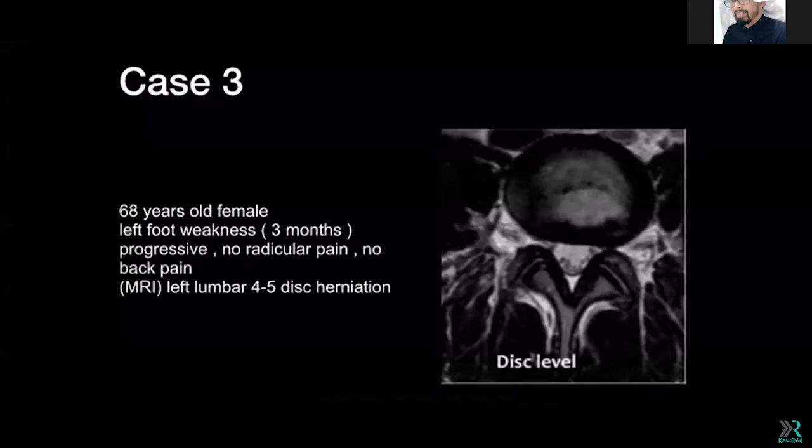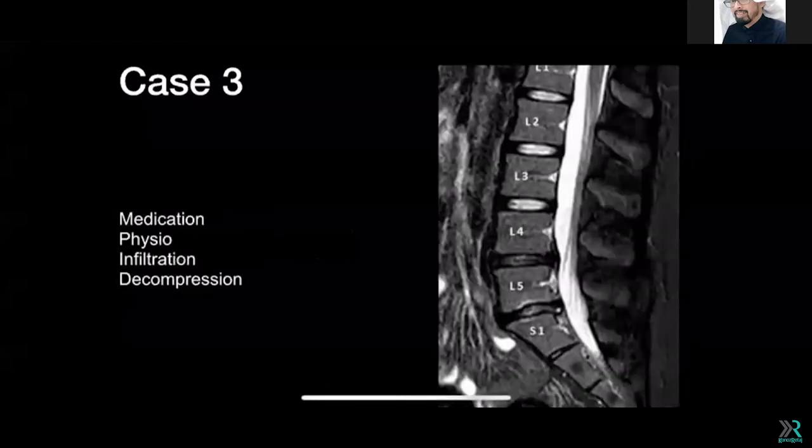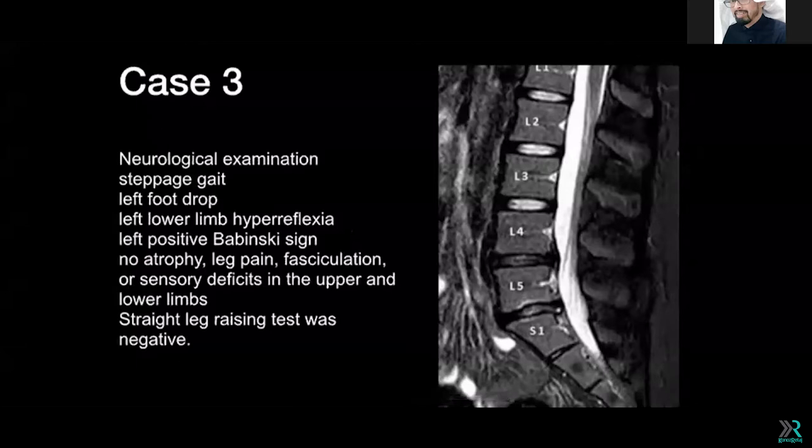So if we go back a little bit to the history and physical examination, you see that this patient had a steppage gait, left foot drop, left lower limb hyperreflexia, a positive left Babinski sign, no muscle atrophy, no leg pain, no fasciculation. There is no sensory or motor deficit. The straight leg raising test was negative.